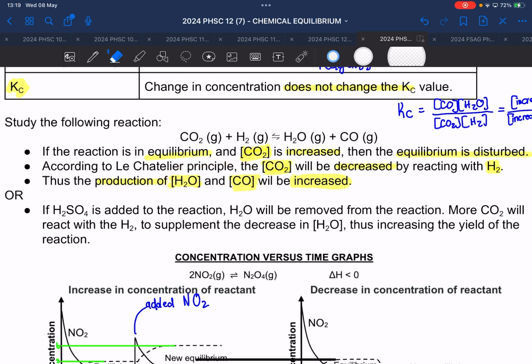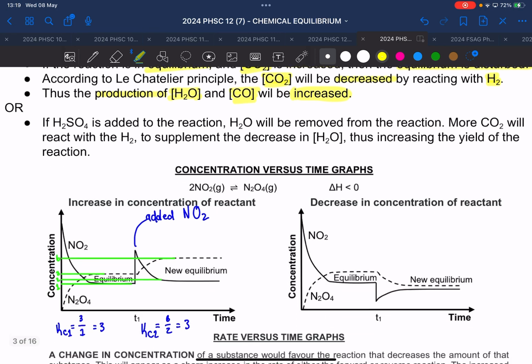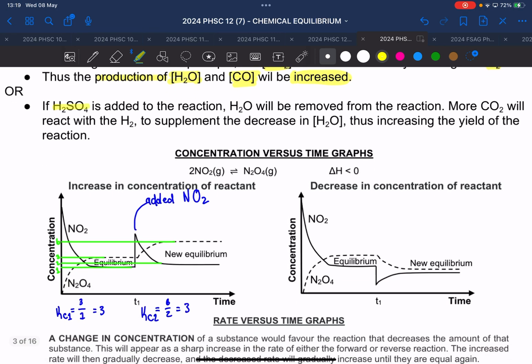Then, the second one is if H2SO4 is added to the reaction, that means water will be removed.